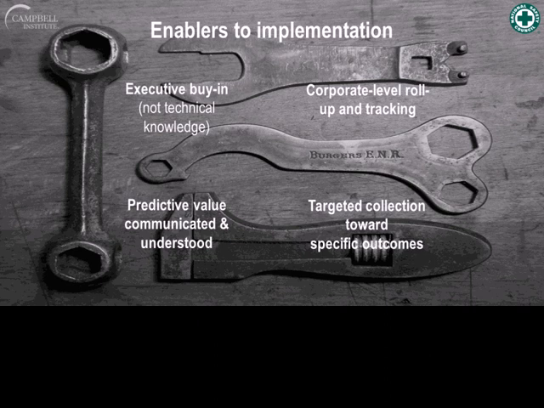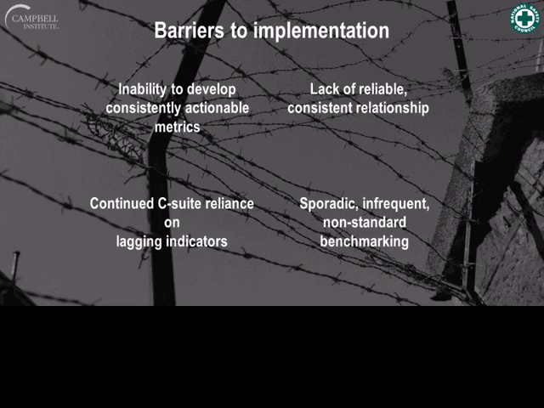Other enablers that we found were having some corporate level leading indicators, not just ones that were based upon region or business unit. Those are great too, but having some that are tracked at the corporate level as a way to get everybody in the organization on board with leading indicators. Also being able to really communicate and explain the predictive value of leading indicators to an organization is an enabler to implementation. And lastly, having some kind of targeted data collection for specific outcomes. So for instance, leading indicators that are specific to eliminating, say, specific types of injuries, like hand injuries, for instance. There were also some. Yeah, go ahead, Kevin.